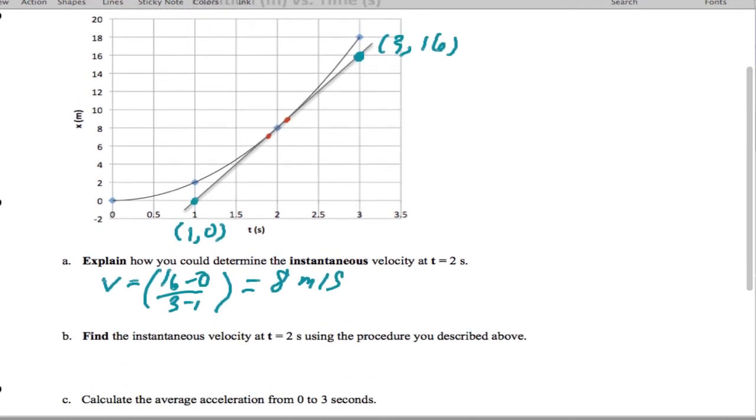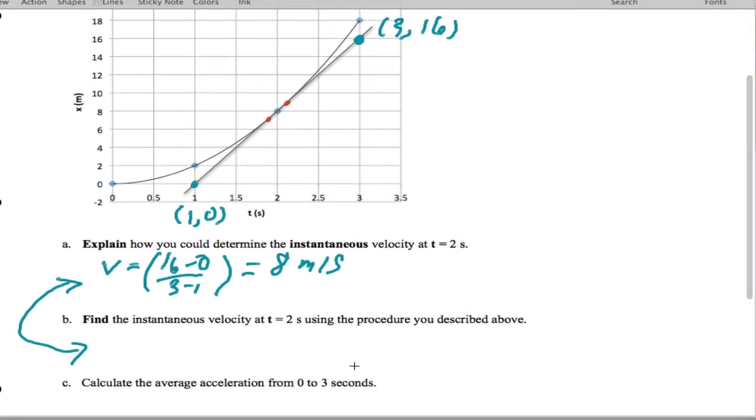Now it says here, honestly, parts A and B you could combine into one and I'd be okay with that. Now it says let's get the average acceleration from 0 to 3 seconds. So the way we do that, well, notice my initial velocity here is 0. And I know my x initial, I know my x final, and I know the time, 3 seconds.